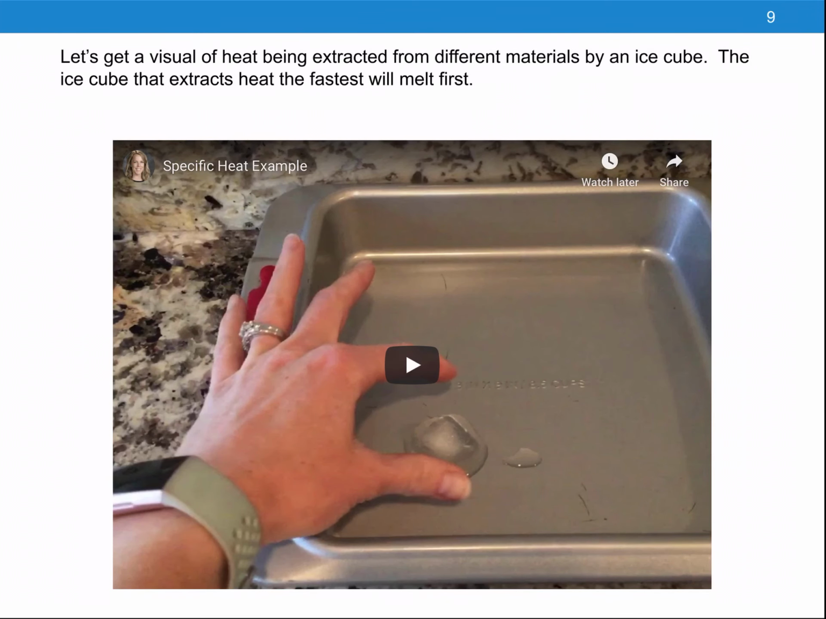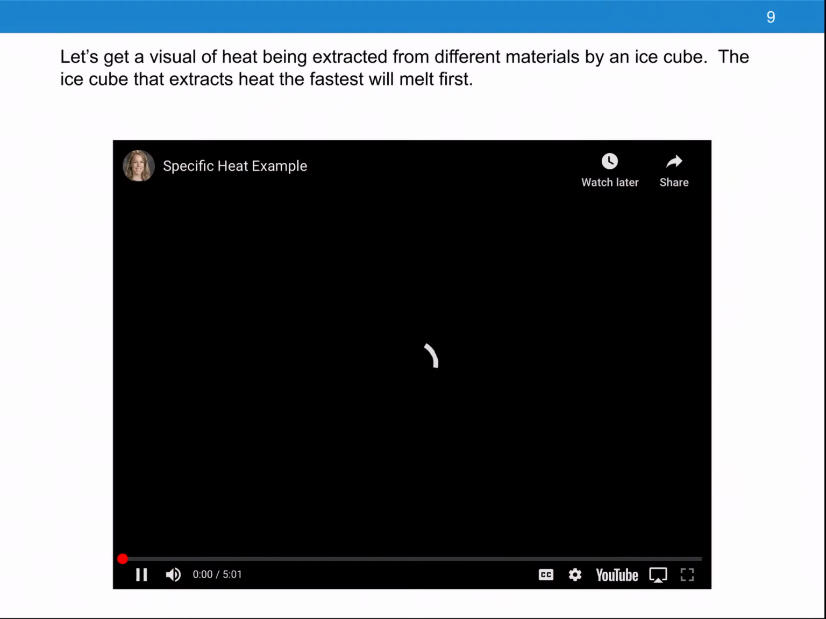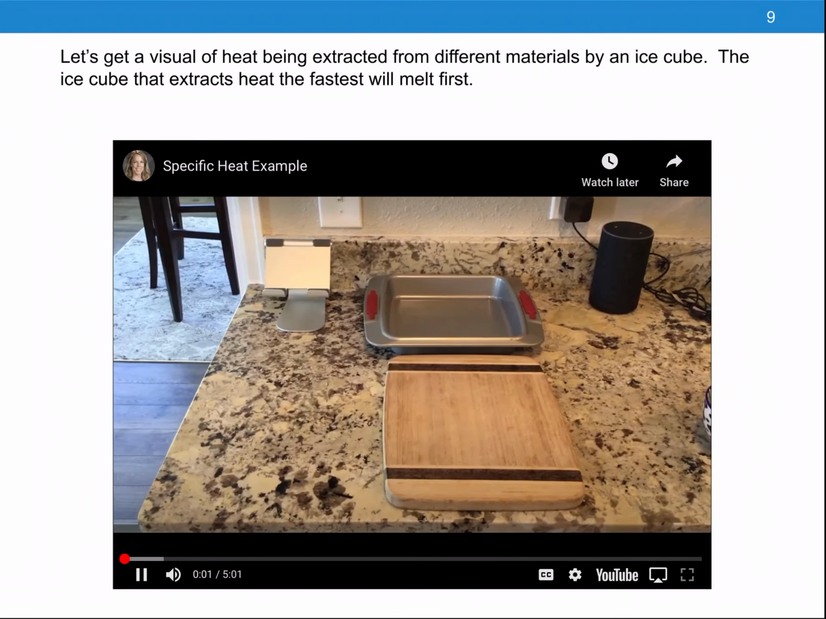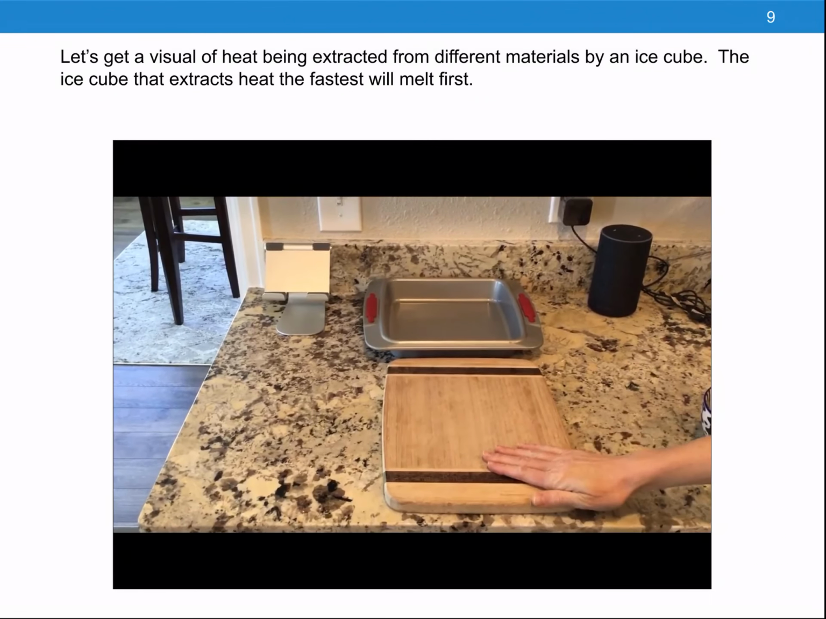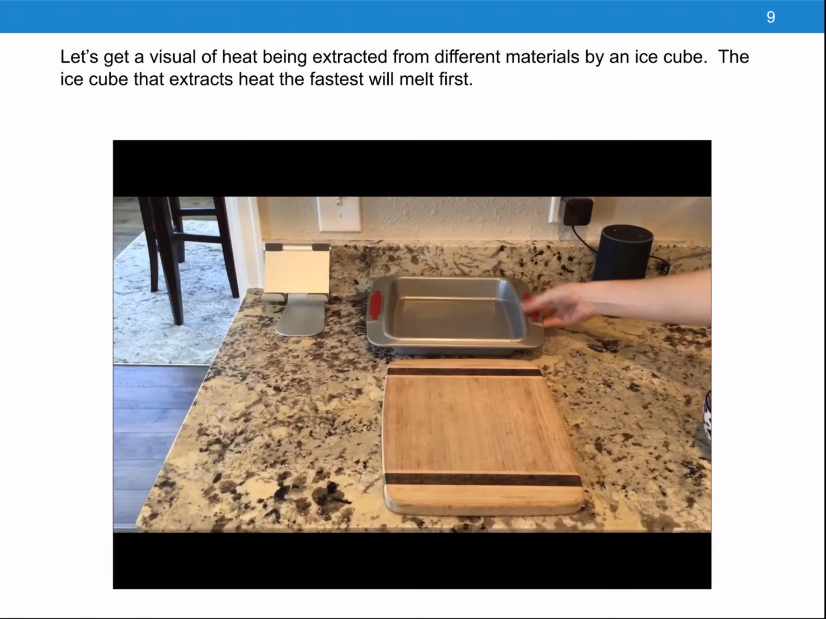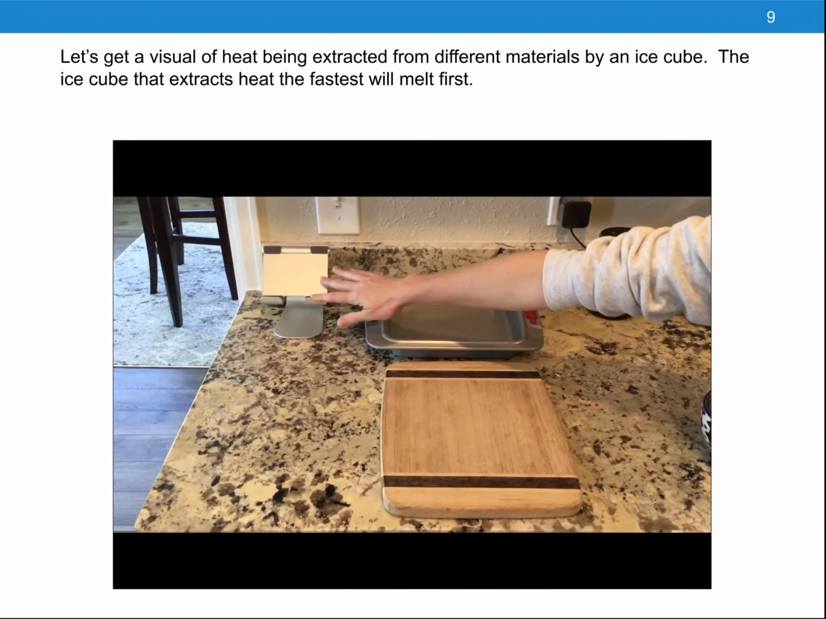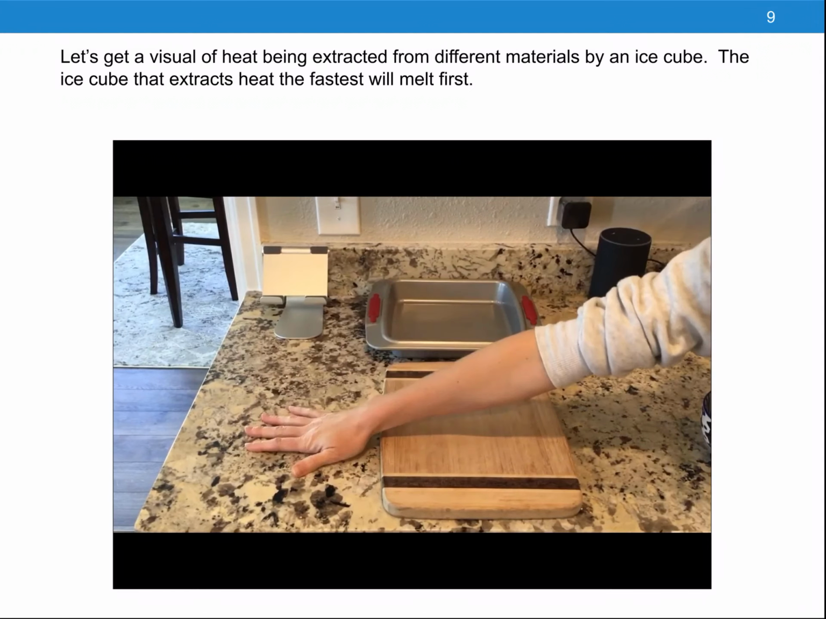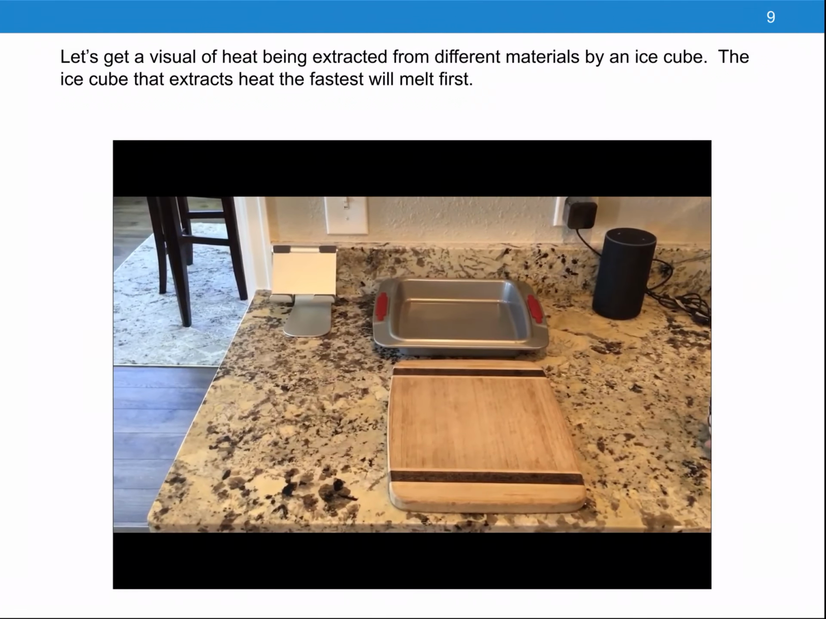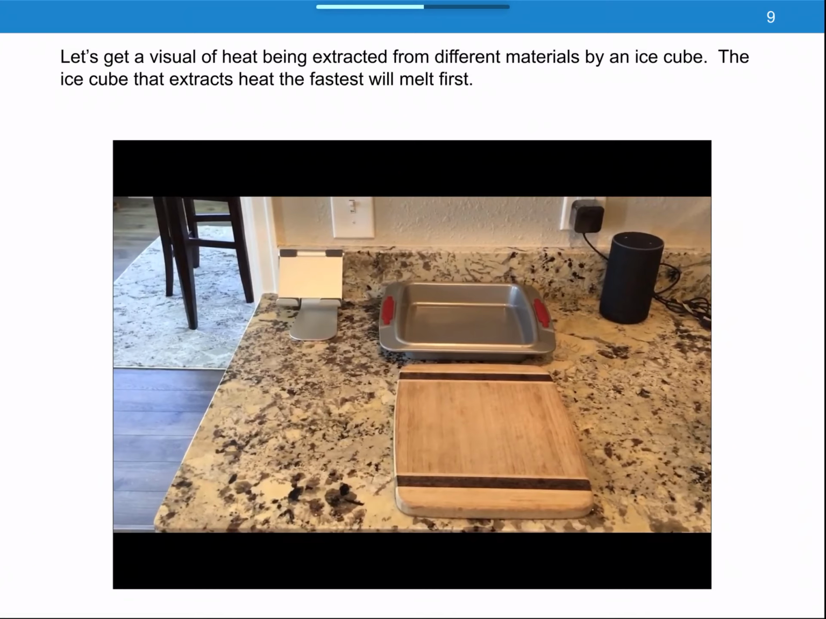All right, and I have another experiment. This is one that I did to show how heat is being extracted by different materials at different rates. Okay, so we have 4 different materials. We have a wood cutting board, a brownie pan, an iPad stand, and my granite countertops. I'm going to put an ice cube on each and see what happens.